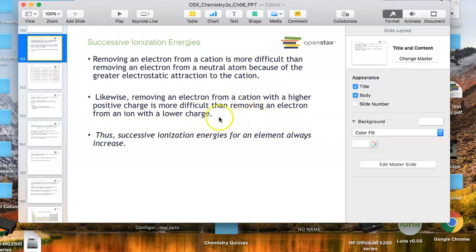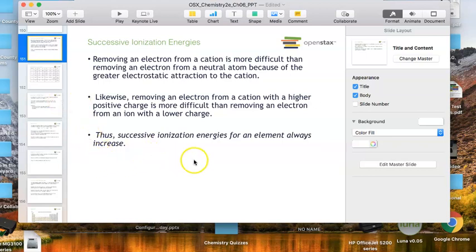Those protons affect the attraction there. Thus, successive ionization energies for an element always increase.